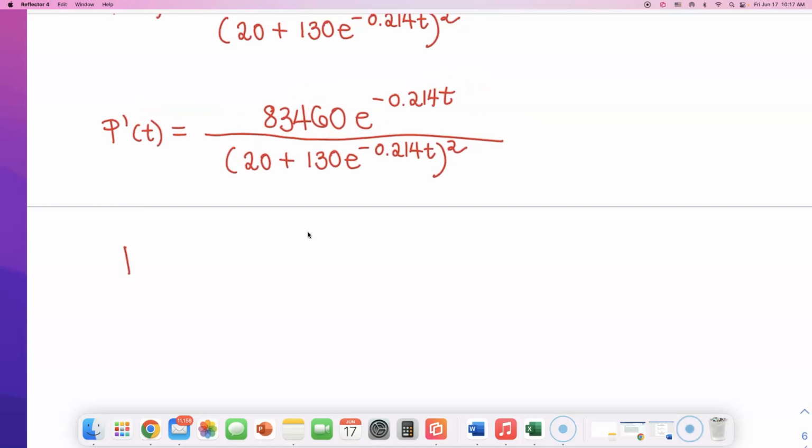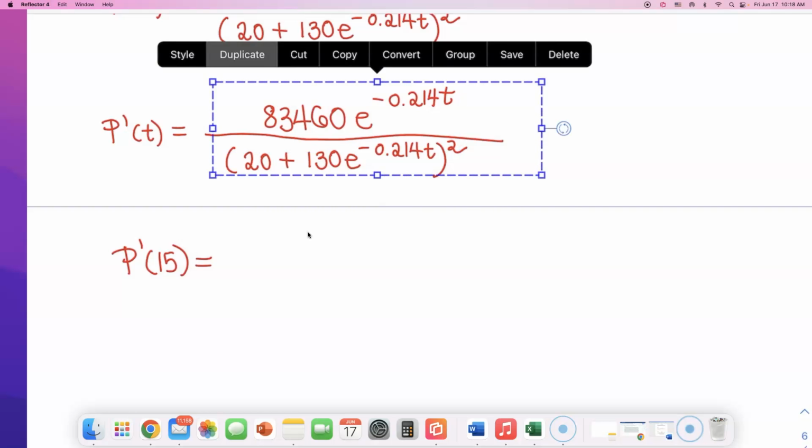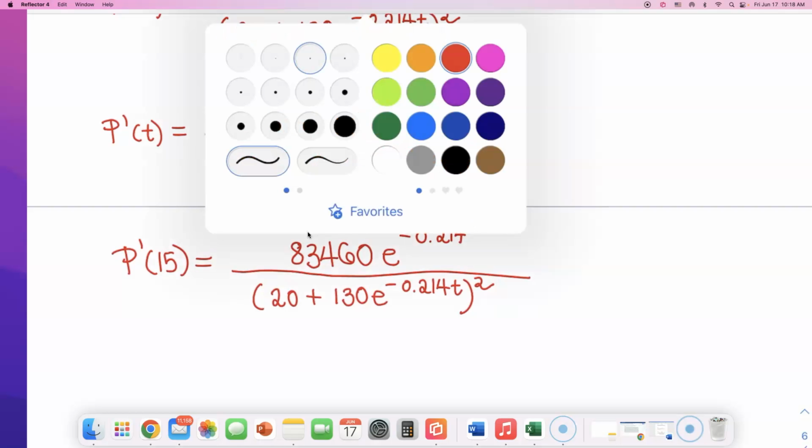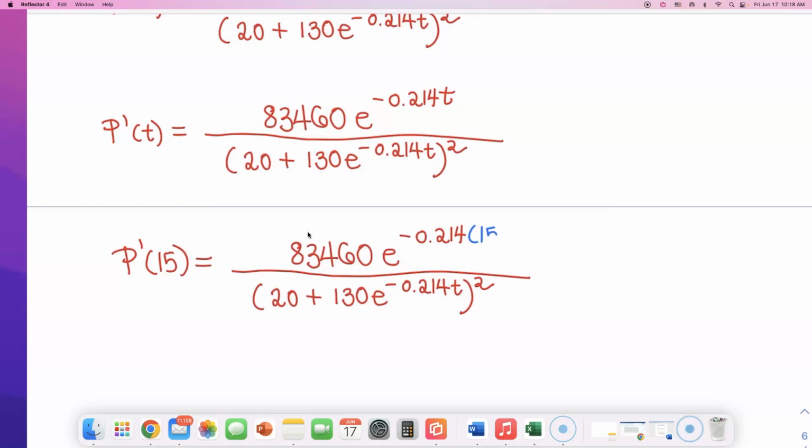So P prime of 15 is equal to, I mean, everything will be the same, right? I'm just going to copy this down, but don't erase the whole thing. We're going to have to just replace the t with what? The t's will become 15. So look, I'm going to plug in 15 here. And there's another t down in the denominator. So I'll change that t to 15. All right. And then I'm going to find out what that is.